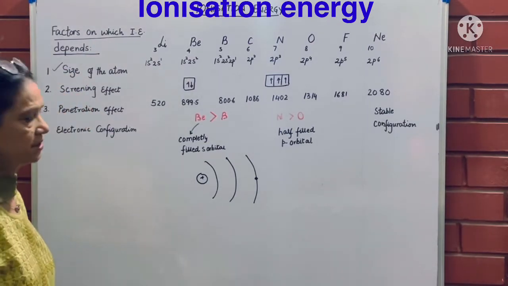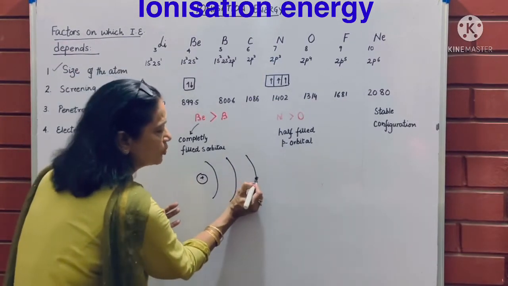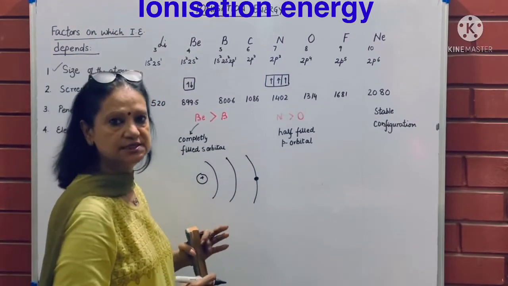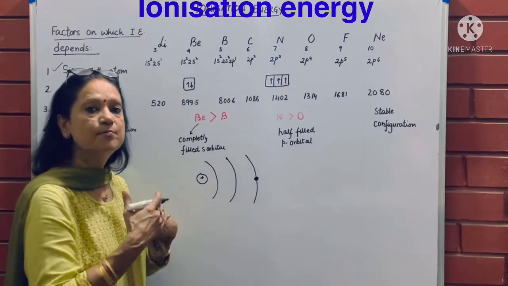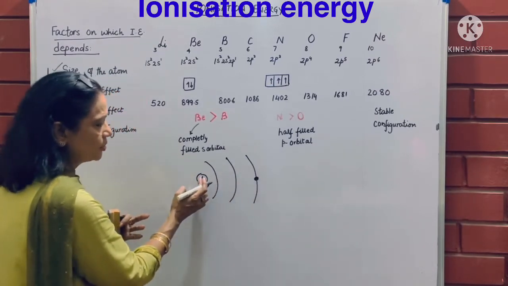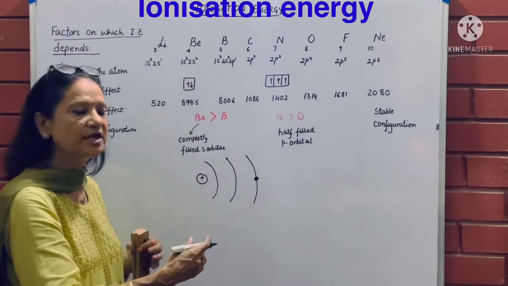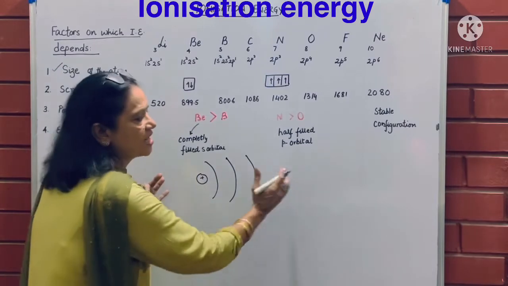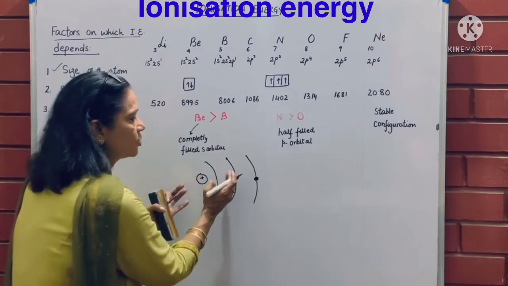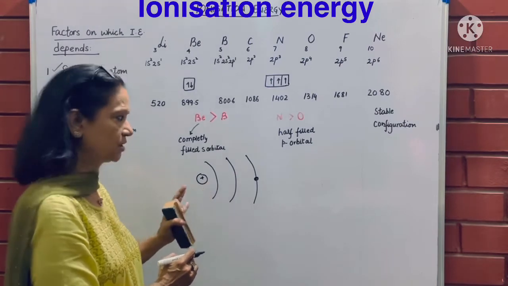Second is the screening effect. Screening effect means that supposing I want to take out this electron, before this electron there are different shells. These shells act as a barrier or screen, so they do not allow this electron to be attracted to the nucleus. So more and more shells means more and more screening effect. Basically it is the same thing: the size of the atom becomes bigger, and that bigger size, because of the screening effect, reduces the attraction of the electron towards the nucleus.